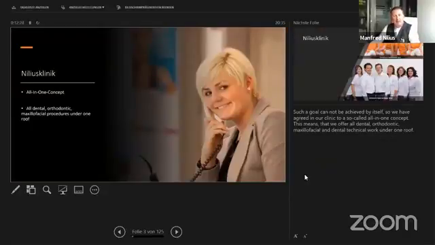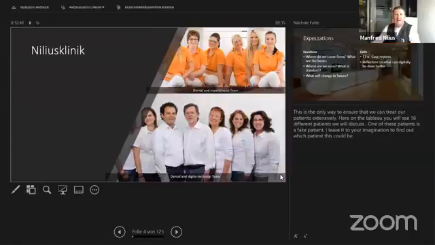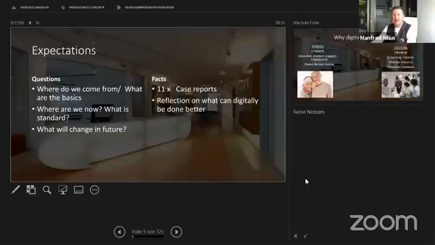So we in our Nilius clinic have an all-in-one concept. That means that we have all dental and orthodontic treatments and also maxillofacial procedures under one roof. And for this, we have two different teams. We have a dental and maxillofacial team, as you can see above. We're now here with 4 doctors, and we have different lab technicians that you can see downstairs. So it's a combination of a team in-house and then a lab just over the road, not far away.